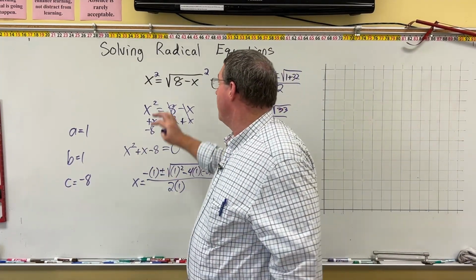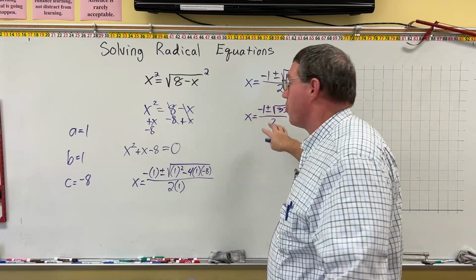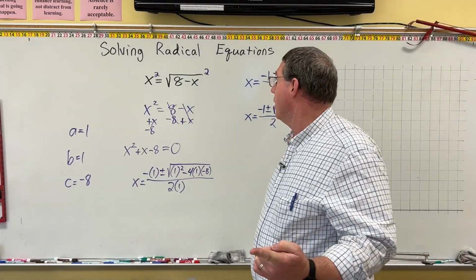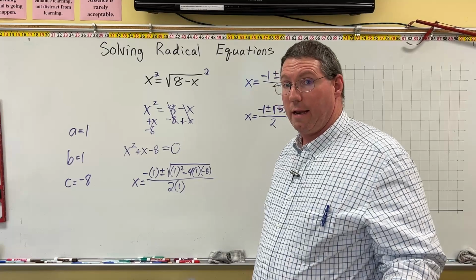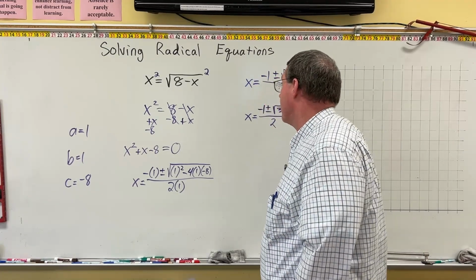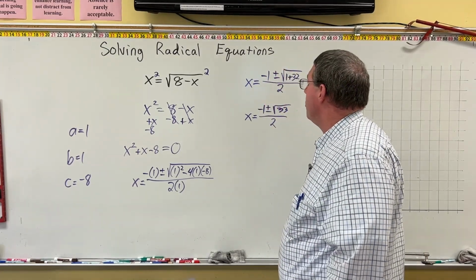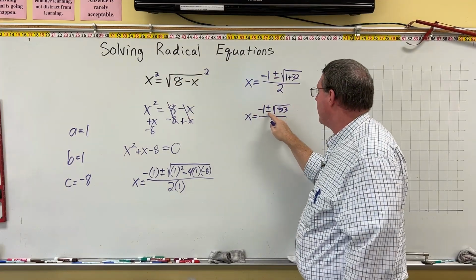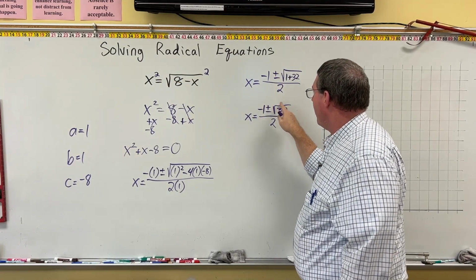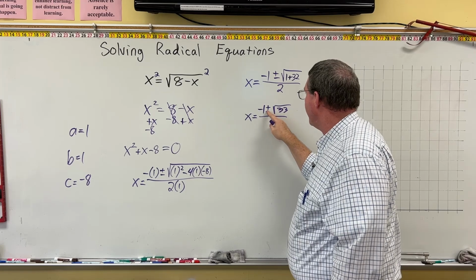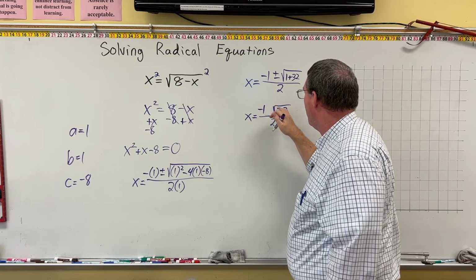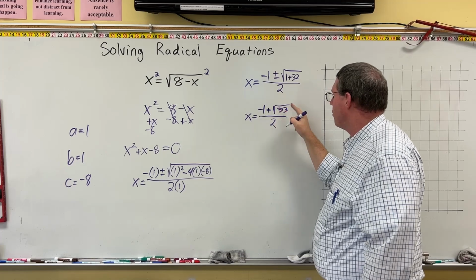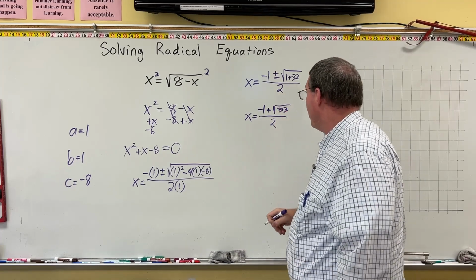Now here's what's interesting though. We have to modify this. There's not two answers. There's only one answer, okay? And there's a very good reason for that, which I can talk about at another time. But here's what we're going to do. When we're solving radicals here, we're going to ignore the minus. So even though we have two answers here, we're actually going to get rid of the minus. And so we're going to say that our answer is just negative 1 plus the square root of 33. That's going to be our final answer.